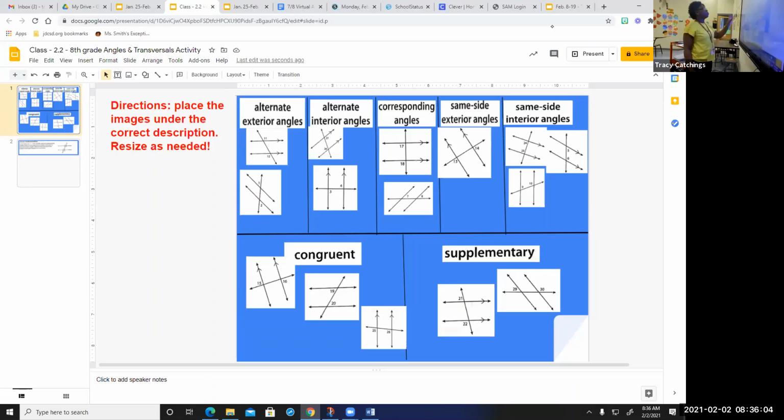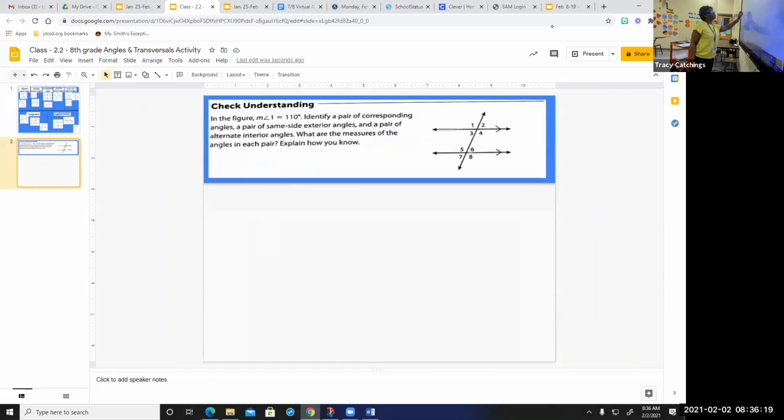Okay, so that's how you take a screenshot, and then what you're gonna do when you go back to Schoology, insert that screenshot where it tells you to submit your assignment. It'll allow you to choose your file, and you will choose that screenshot. Let's look at the second page of that activity. Somebody read it to us. Check understanding.